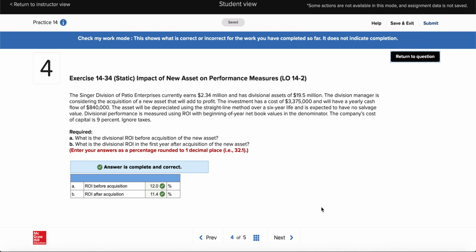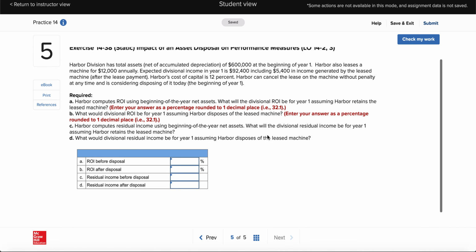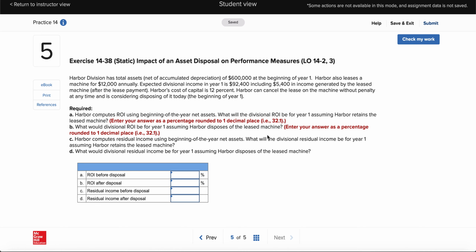And that one is complete and correct. And our final question here. Harbor Division has total assets net of the accumulated depreciation of $600,000. They lease a machine for $12,000 annually. The expected divisional income for year one is $92,400, including $5,400 in income that's generated by the leased machine after the lease payment. Harbor's cost of capital is 12%, and they can cancel the lease on the machine without penalty at any time, and are considering disposing of it today, which is the beginning of year one.